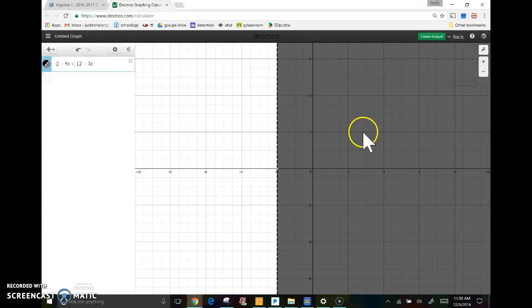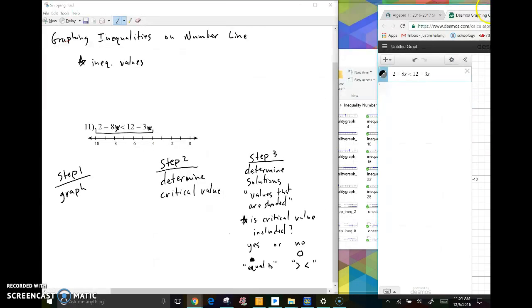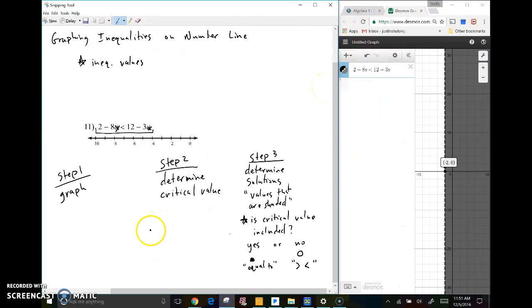So I'm going to go back to default zoom, and you can see here we've got a shaded portion and a non-shaded portion. The critical value is going to be where the dot is. So the dot is on -2, so that's our critical value here. So we've got x and -2. Then we've got to figure out, step 3, which values are shaded. So let's go back to the graph.